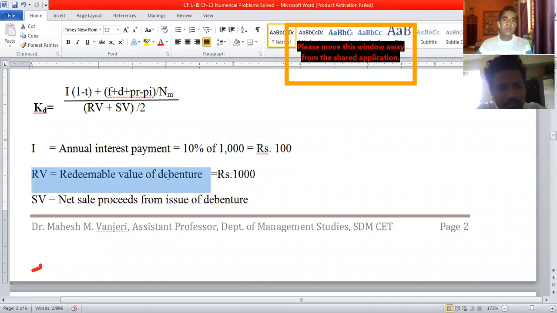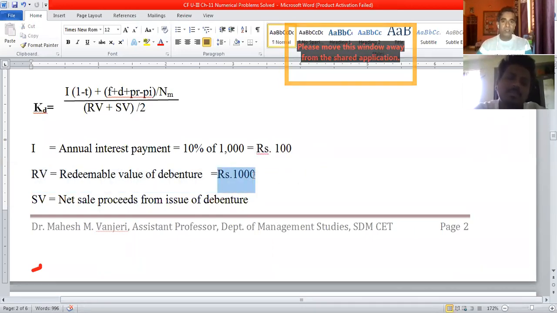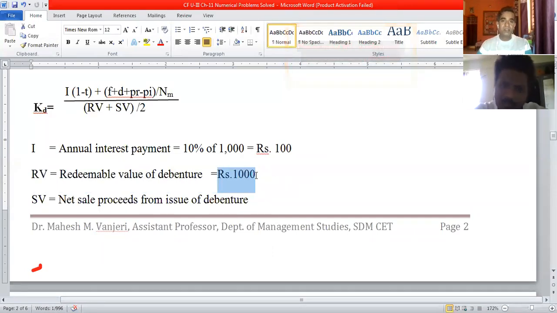RV, redeemable value of debentures. The debentures will be redeemed at par, which means the principal amount will be repaid at par. Hence it will be 1000 rupees itself. Remember, debentures can be redeemed at a premium also. The company may pay a certain extra amount on 1000 rupees as well, but in this case it is not there.